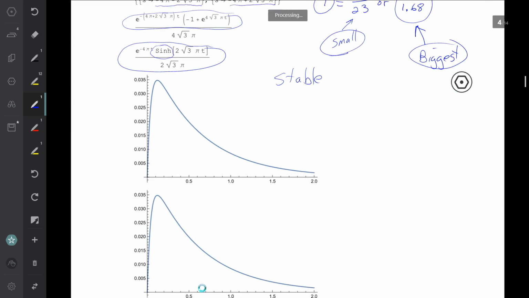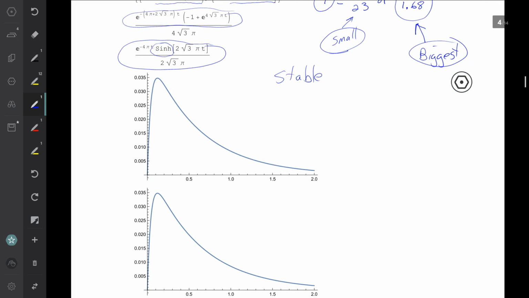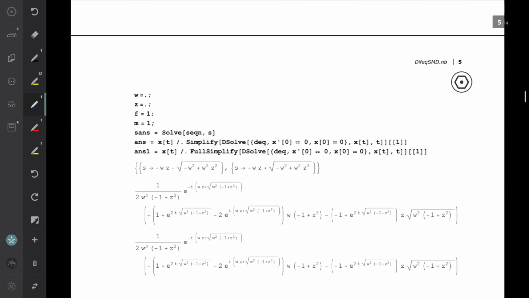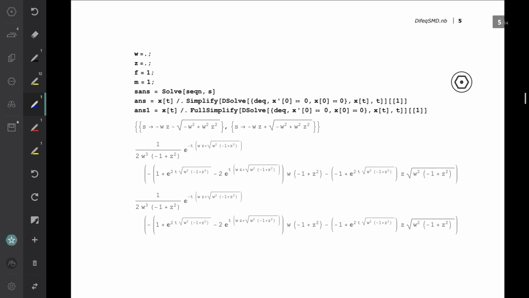And so if you look at the plots now, you can see that they don't oscillate. They go up and they come back down. So it never crosses the axis. It does not want to do that. You can make it, but it doesn't want to. Okay.